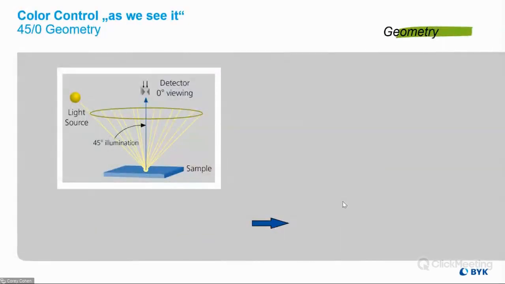So we have these 2 instruments. This is the 45-0. And so it's called 45-0 because the light source is at a 45-degree angle. And we can see that this is a sort of cone of light. The light's coming from all directions, but it's all hitting the sample at a 45-degree angle. So this is what we refer to as circumferential illumination, but it's still 45-degree illumination. And then the detector is at 0 degrees or normal to the surface. Because again, remember, we always measure color at a diffuse angle. We wouldn't want to measure it at one of these opposite 45-degree angles.